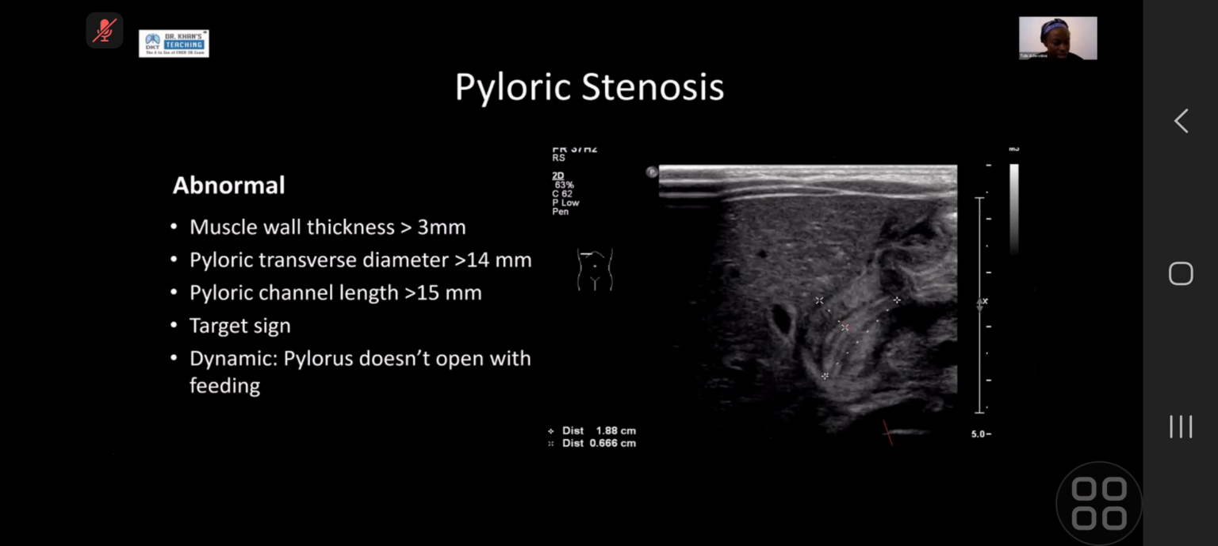And then this is another case to show you the thickened muscle wall. This is slightly over measured, but it's probably about 5 millimeters and 18 millimeters.